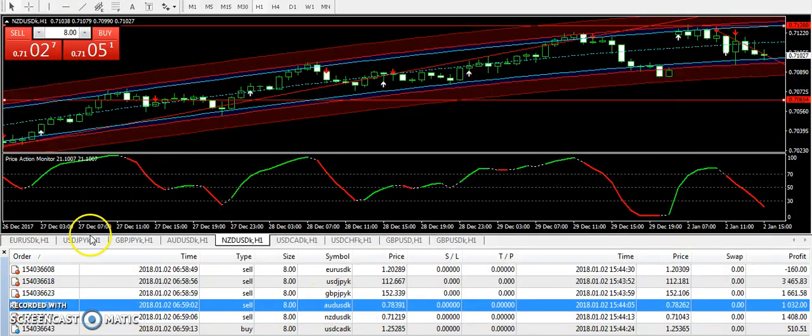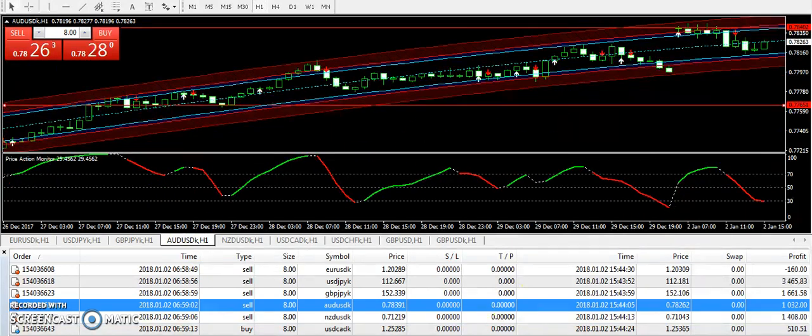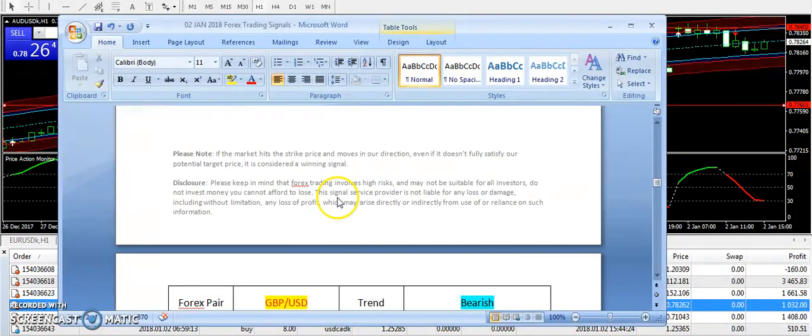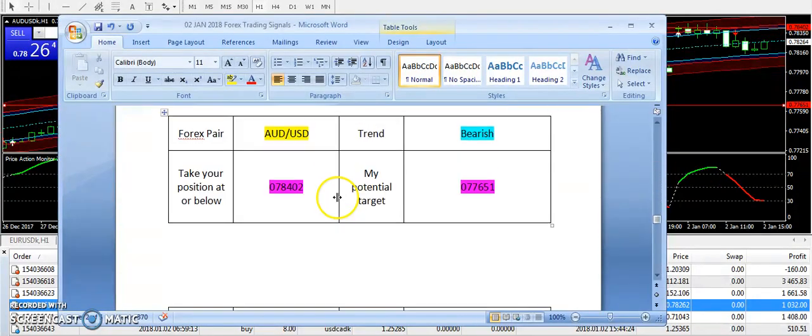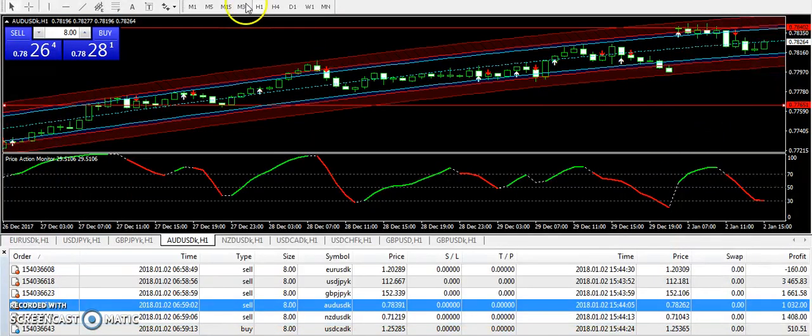Okay, AUDUSD, the same concept applies. The same concept applies on AUDUSD, that is, not to buy any pair at a higher price. Simply I have supplied the bearish signal at 078402, and guys, you can see the market first of all strikes the entry and then it started to go bearish like this.